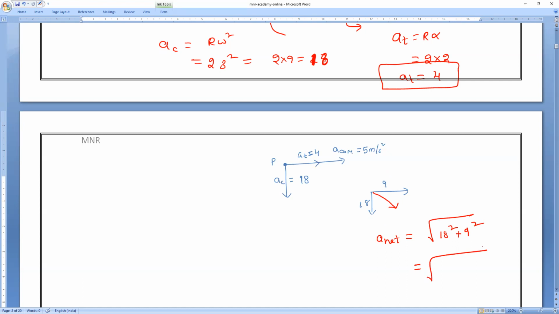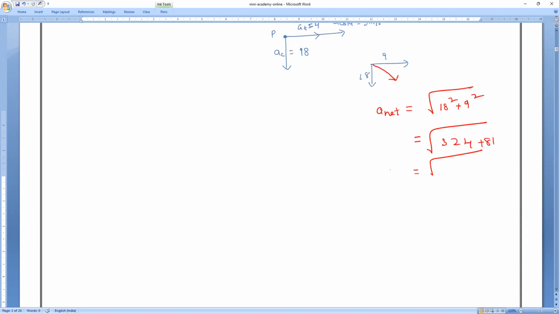324. So 18 squared is 324, and 9 squared is 81. Totally how much for those? So 324 plus 8 squared, 81. So which is equal to how much? 405. Yeah, so that is the answer. So root over 405. That is the net acceleration.